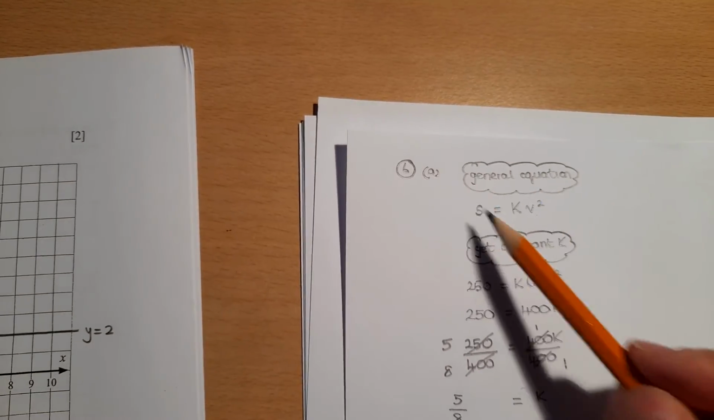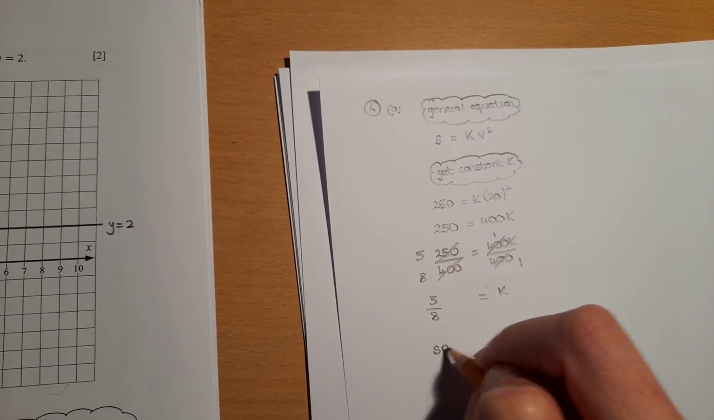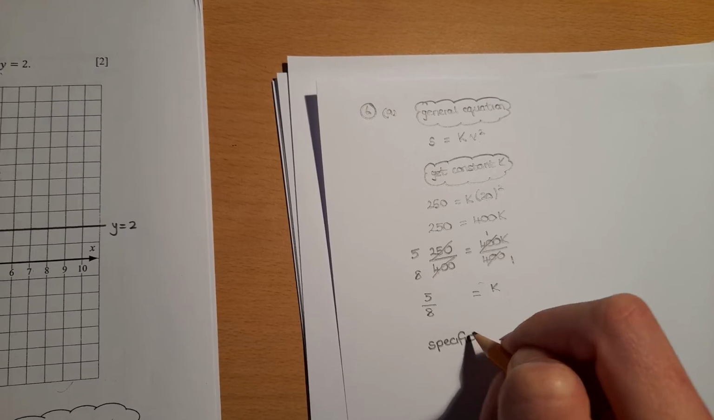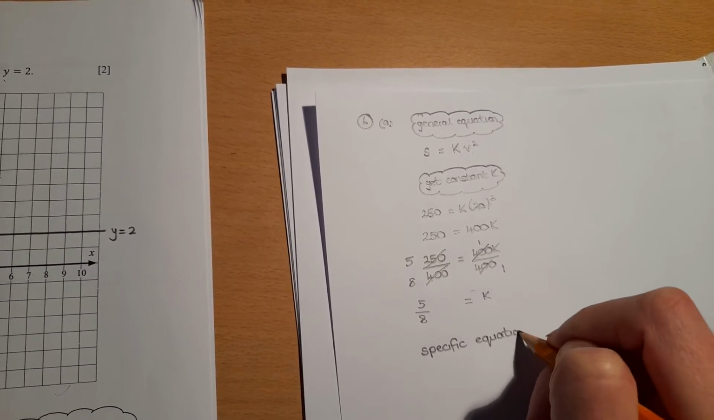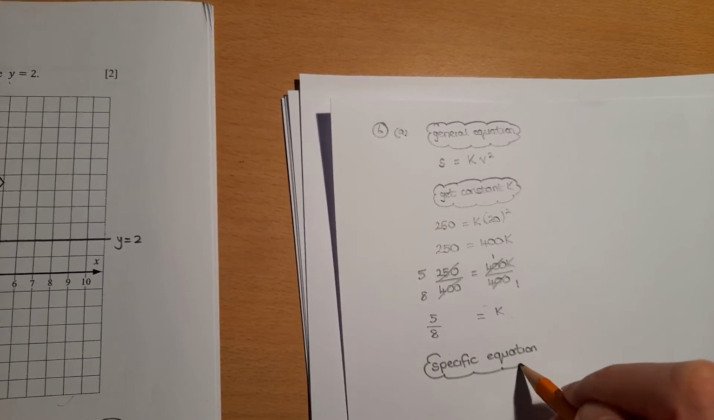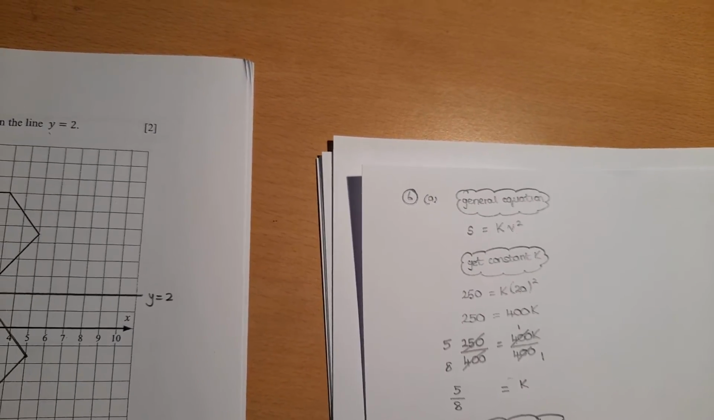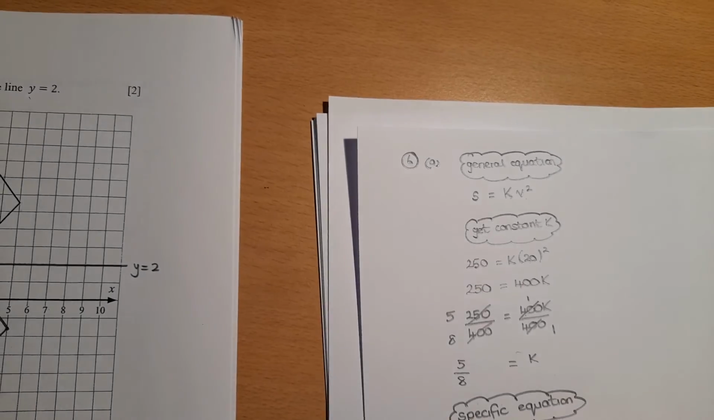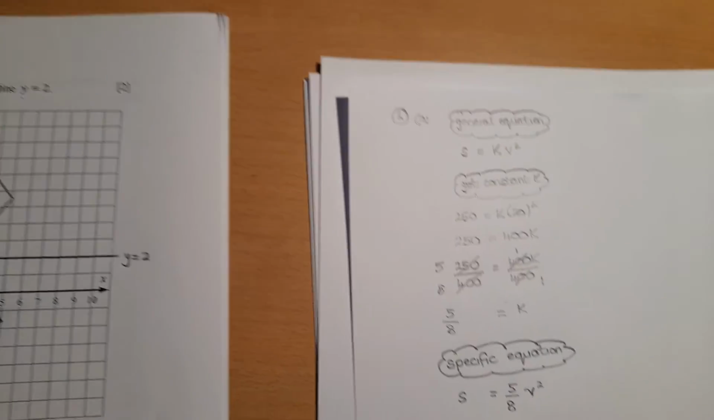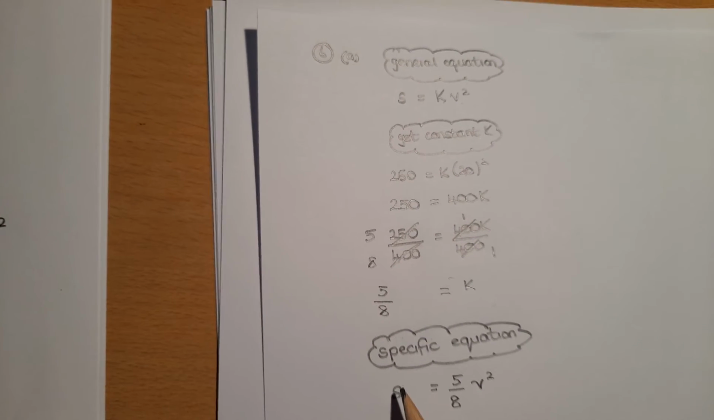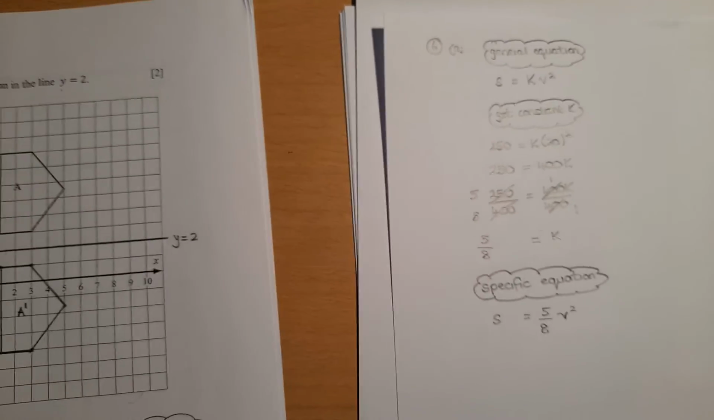We now go back to the general equation and we replace the constant with its value, and we now get the specific equation connecting S and V squared. So our specific equation is going to be S equals 5/8 multiplied by V squared. So there you go. There is the equation connecting S and V squared. Okay, so that's part A.